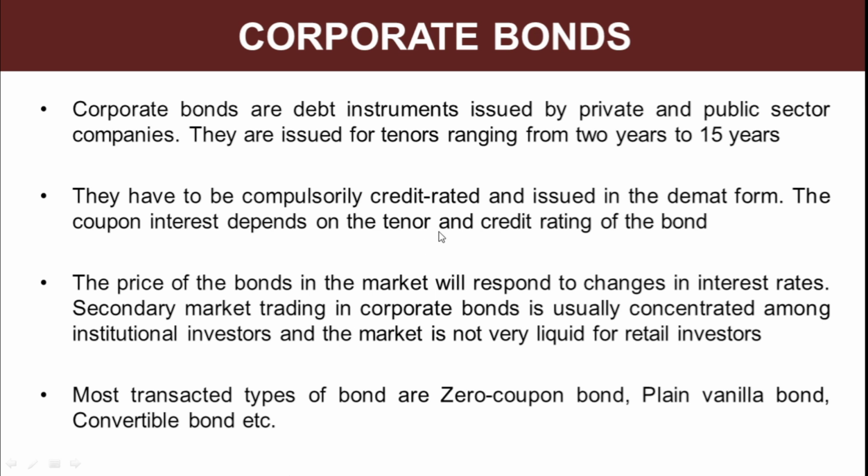Let's look at these corporate bonds. Corporate bonds are debt instruments issued by private and public sector companies. As we saw that government securities were the debt instruments or the bonds that were issued by the government, corporate bonds are issued by private and public sector companies. They are issued for tenors ranging from 2 years to 15 years.